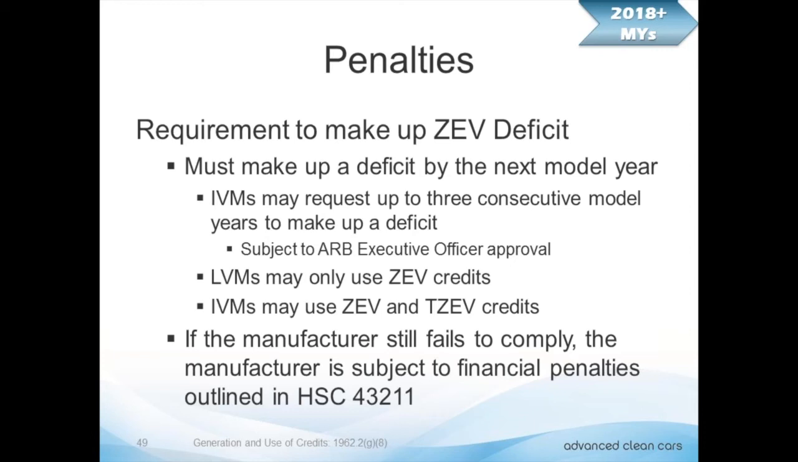Again, if the manufacturer cannot make up a deficit in the next model year, they will be subject to a penalty under the California Health and Safety Code, Section 43211. Let me explain how this works in the next slide.